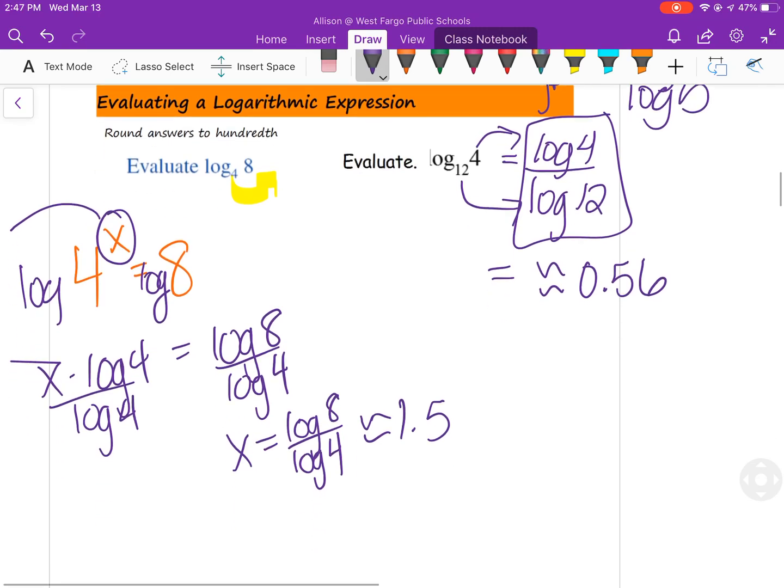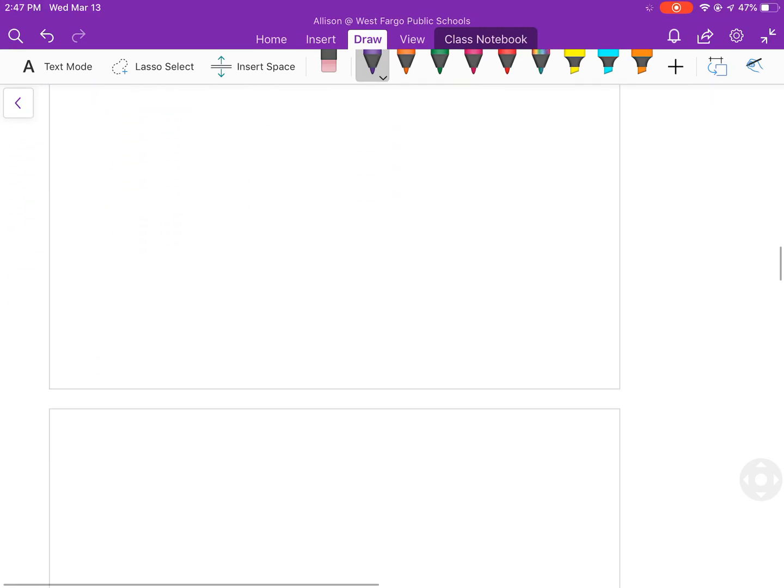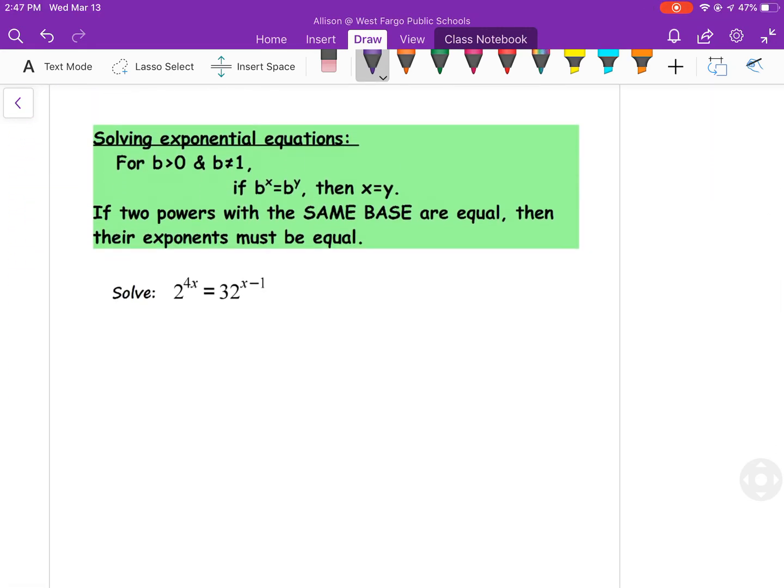Exact answer. Remember that if you have the same base, then the exponents must be equal. Now, sometimes it's obvious, like when we had 2 to the x equals 2 cubed, then we knew that x equals 3. Sometimes it's not as obvious.